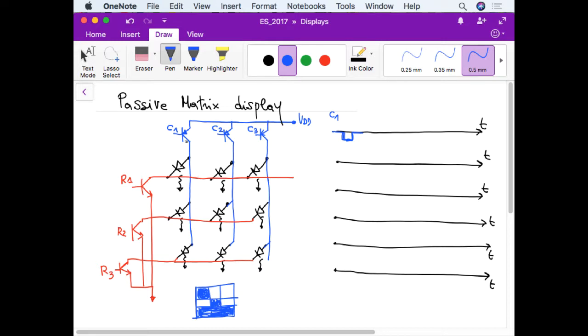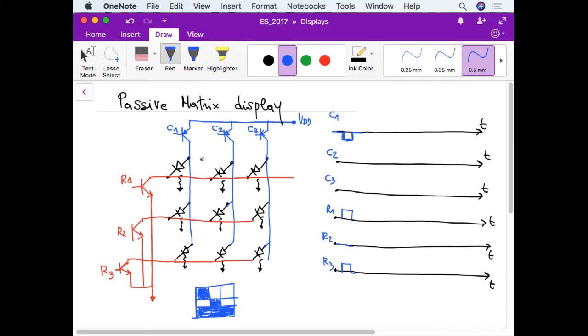This is just an example. We need to turn the light on in this one and this one, and in order to do that, we need to put a high voltage on R1, because then this transistor goes on, and we have current through the diode. So we need to put R1 and R3 high. So this is C2, C3, R1, R2, and R3. At this instant, we need R1 high and R3 high, and C1 low.